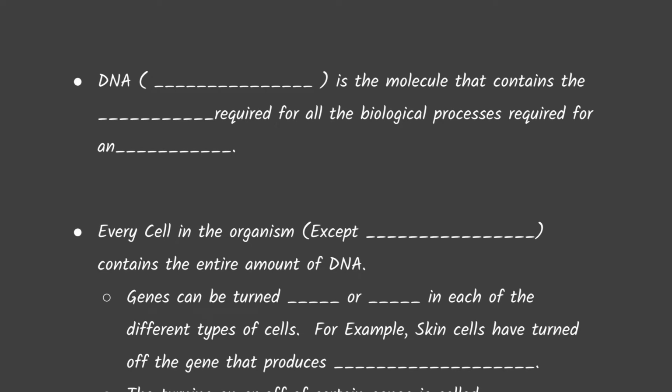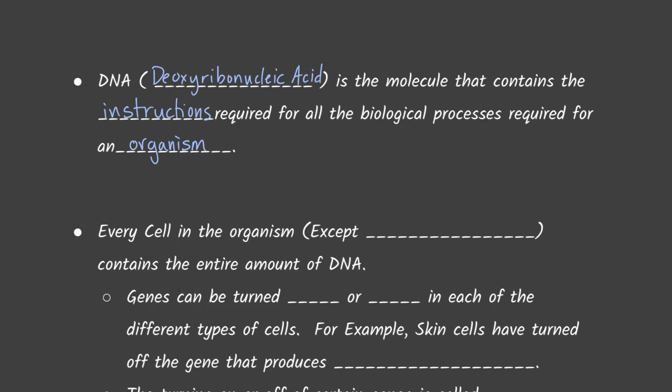So DNA, which is called deoxyribonucleic acid, deoxyribonucleic acid is the molecule that contains the instructions required for all the biological processes required for an organism. So it is truly the instruction set for living things.